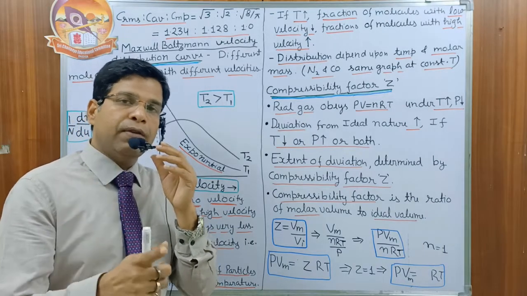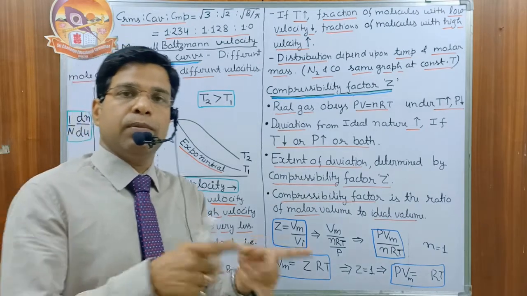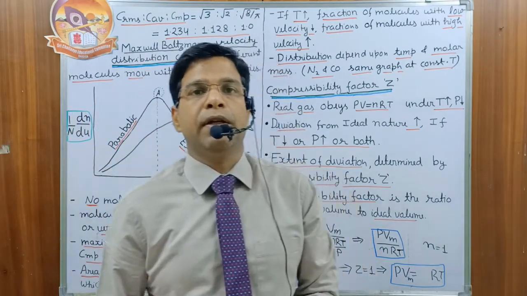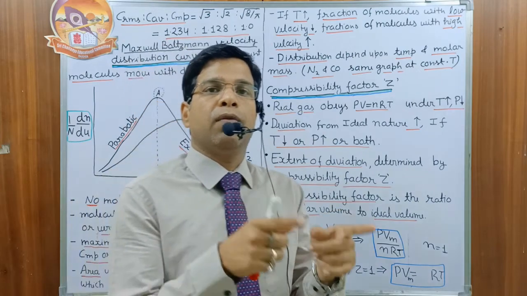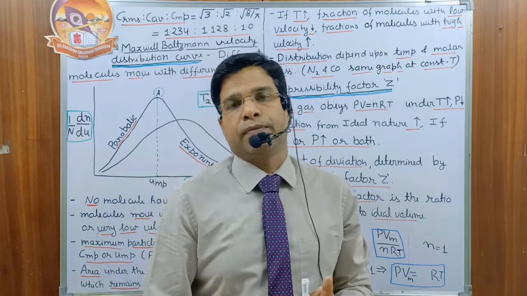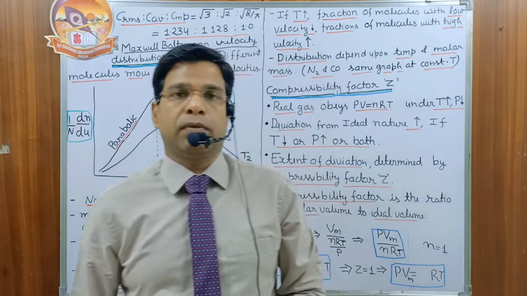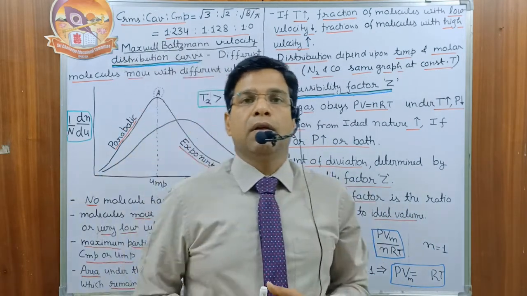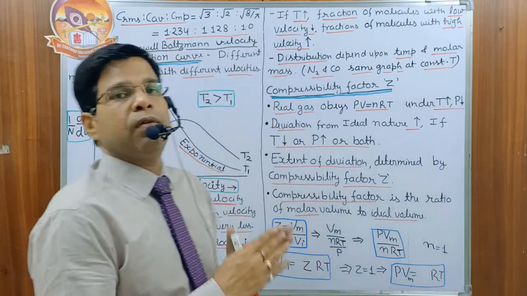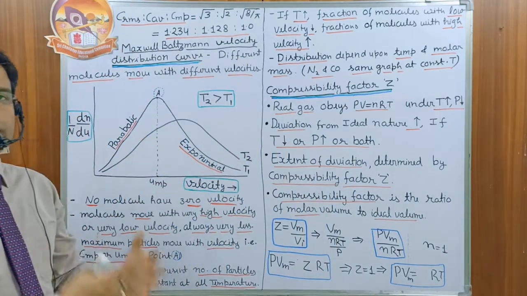If we compare, then the most probable velocity is the lowest one. It is the minimum value, with ratio 1. And average velocity is higher than the most probable velocity. How many times is it higher? It is 1.128 times. And the RMS velocity is the maximum. As compared to the most probable velocity, it is 1.224 times.